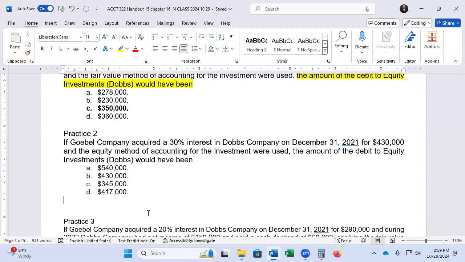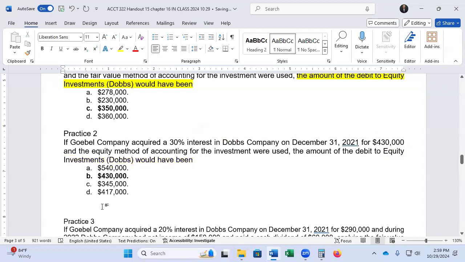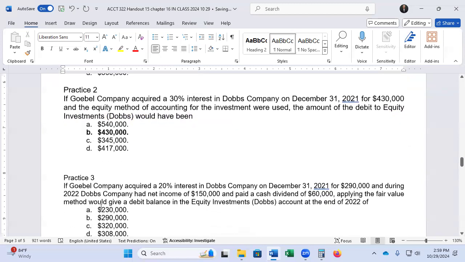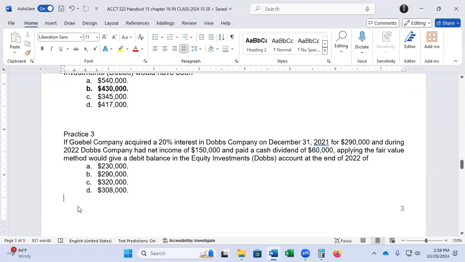Okay, so practice 2 is relatively straightforward as well. When you purchase an investment, you record it at that purchase price. And so practice number 2 is also the purchase amount, which is 430,000. Okay, take a minute, look at number 3.